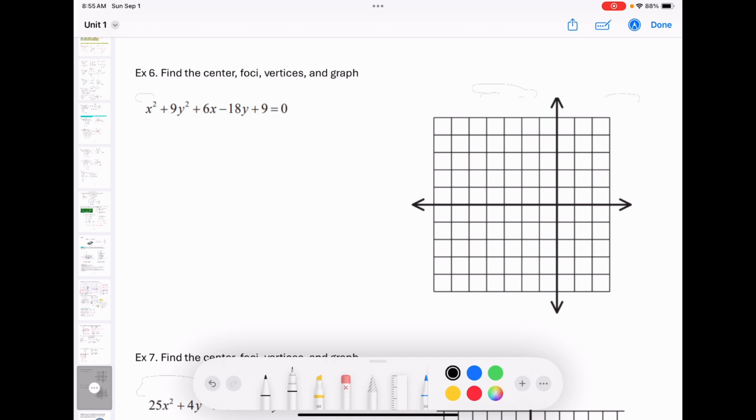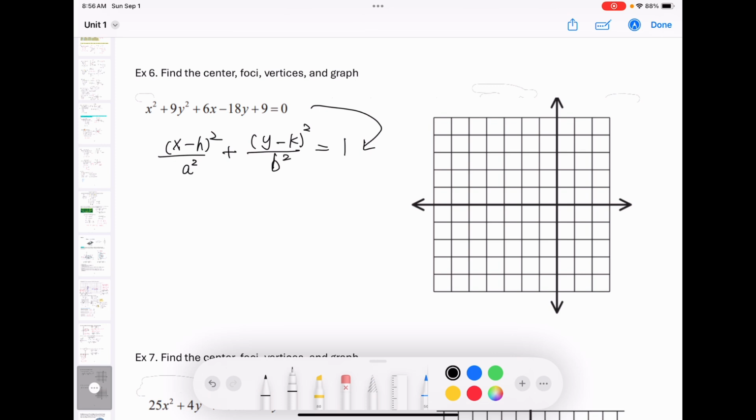Okay. Question 6. Find the center, foci, vertices, and the graph. We're learning ellipse in this lesson, and this one is not in the form of the ellipse. The ellipse equation is x minus h squared over a squared plus y minus k squared over b squared equal to 1. If we have the major axis horizontally, we have this form. But this polynomial equation doesn't have the perfect squares, so we need to convert it to the standard form.